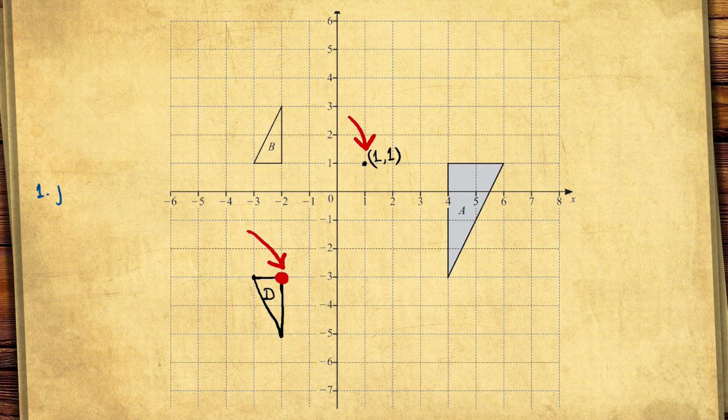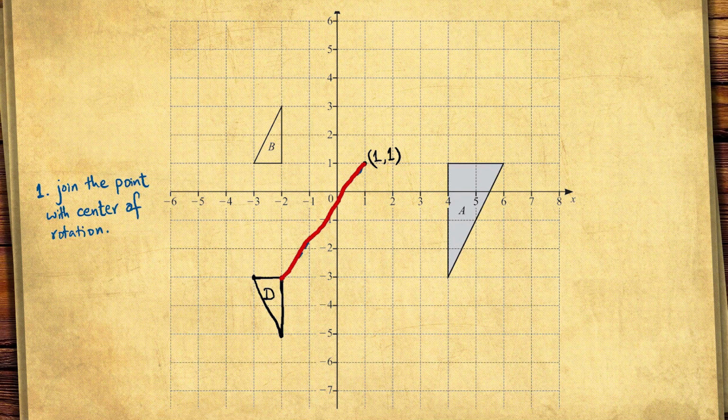So the first thing that we need to do is join the point that we need to rotate with the center of rotation, like this. Now we need to rotate it 90 degrees clockwise. That means 90 degrees in this direction. Now you can use a protractor to draw a line that makes a 90-degree angle over here, and that means this point has been rotated 90 degrees clockwise.